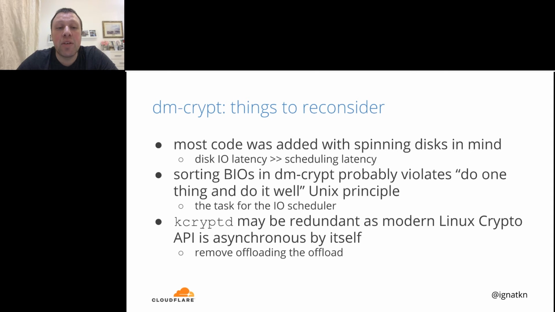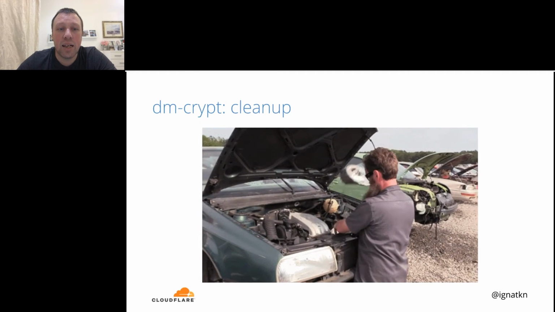And kcryptd may be redundant these days, as the modern Linux crypto API is asynchronous itself, so there is no need for workarounds to avoid encryption in interrupt context. What it actually does is offload a bio request to an asynchronous thread just to be offloaded again in the Linux crypto API. So we're just doubling the offload here. Having this in mind, we decided to do a cleanup.